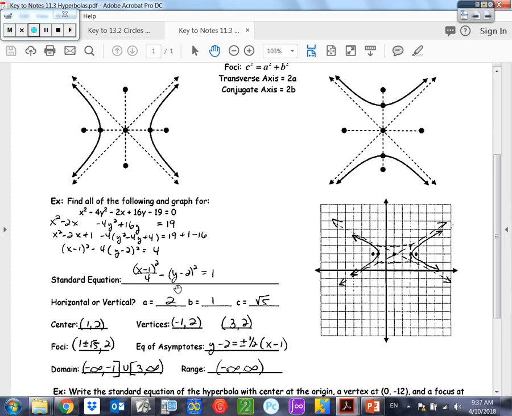The square root of the number under the y should be our numerator. Right? So the square root of 1 is 1. That's our numerator. The square root of the number under x should be our denominator. The square root of 4 is 2.